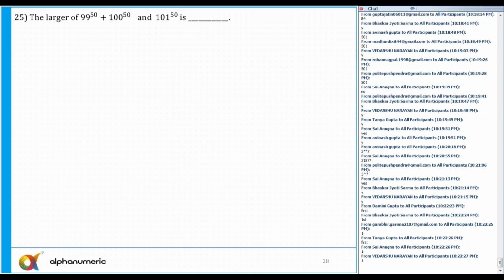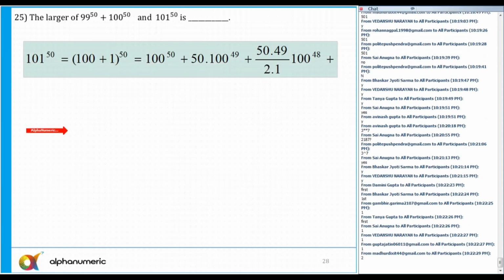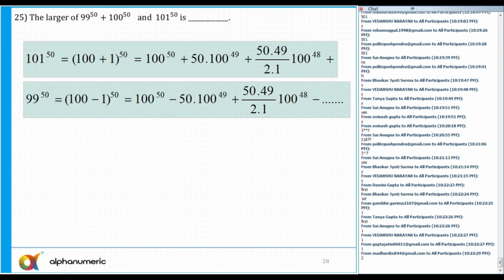Okay, let's see. Can you say 101 raised to power 50 is equal to 100 plus 1 raised to power 50, which is 100 raised to power 50 plus 50C1 into 100 raised to power 49, plus 50C2 into 100 raised to power 48, and so on. Now 99 raised to power 50 is equal to 100 minus 1 raised to power 50, which is 100 raised to power 50 minus 50C1 into 100 raised to power 49, plus 50C2 into 100 raised to power 48, and so on.